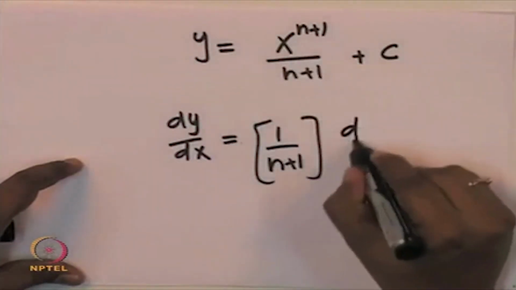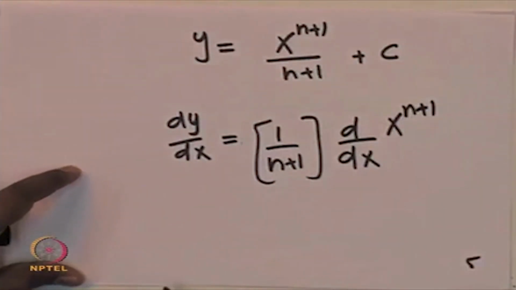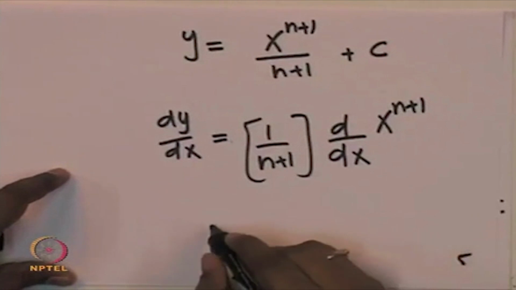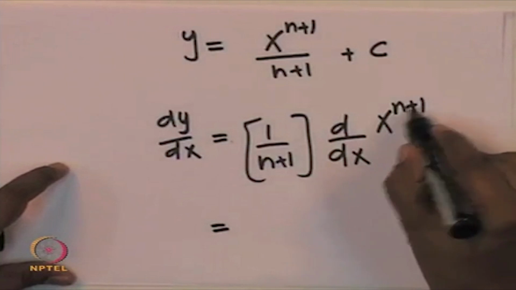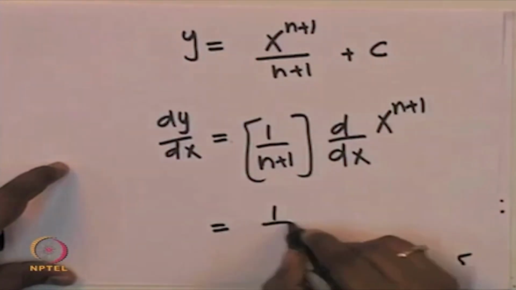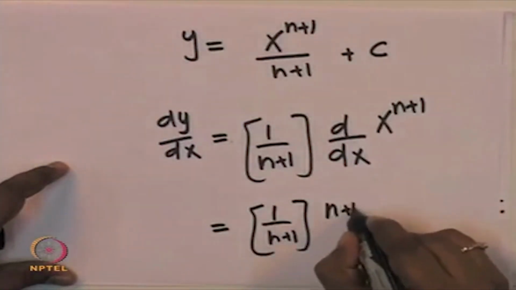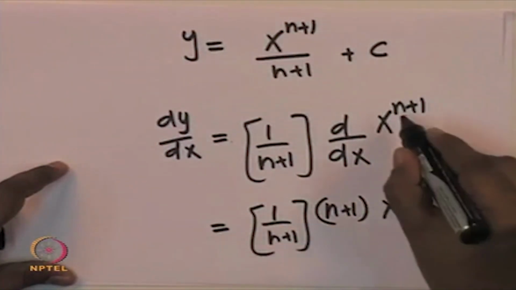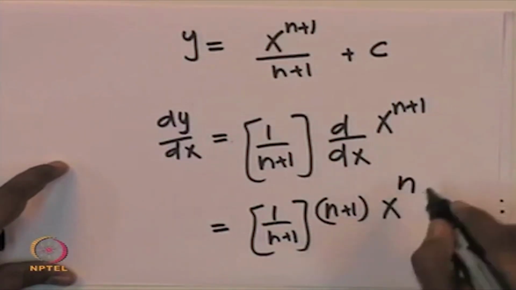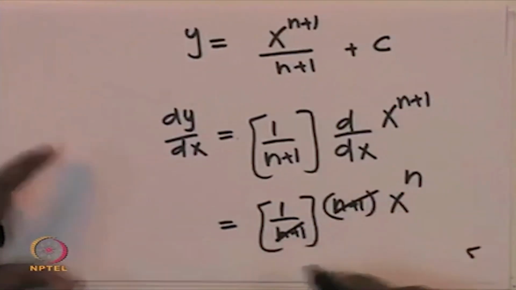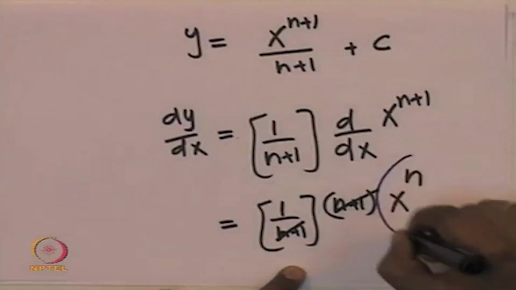Now what you have is the derivative of x power n plus 1. If you go back and look at the rules of differentiation, the rule is that the n plus 1 comes down. So 1 by n plus 1 here, and the derivative of this is n plus 1 times x power n plus 1 minus 1. N plus 1 minus 1 is n. So the n plus 1 factors cancel, and the answer you finally get is x power n.